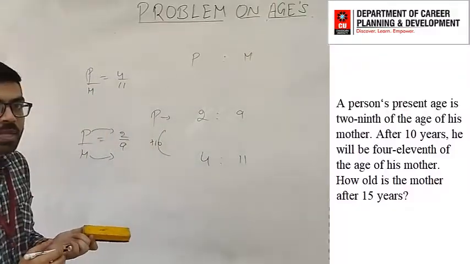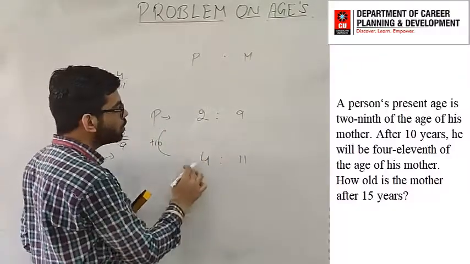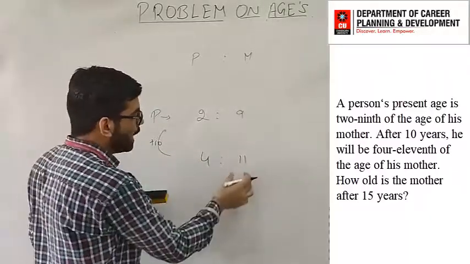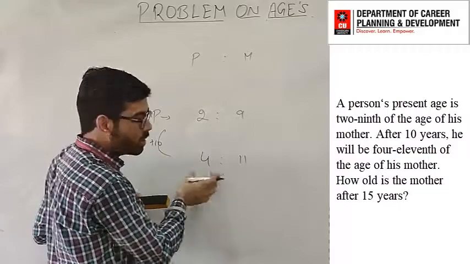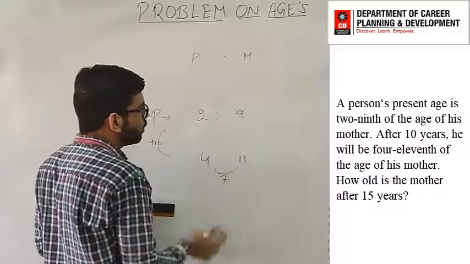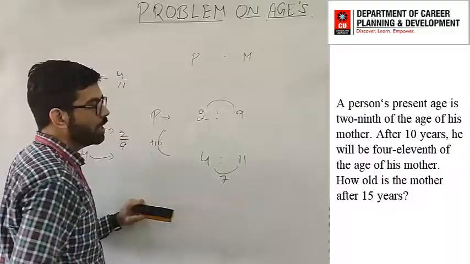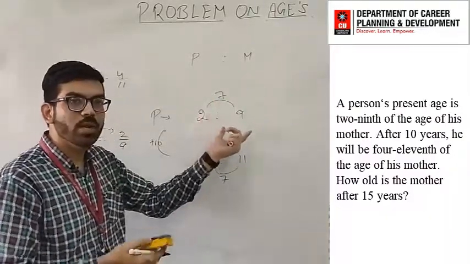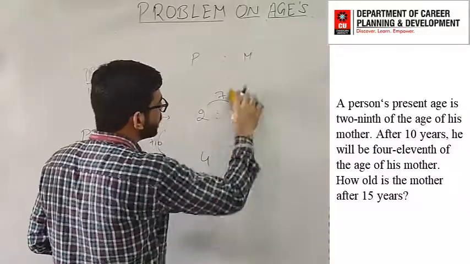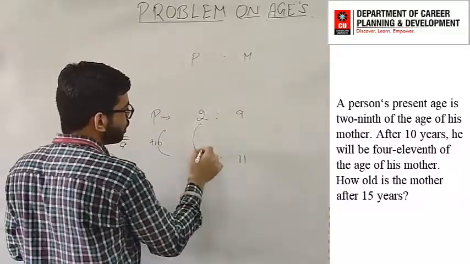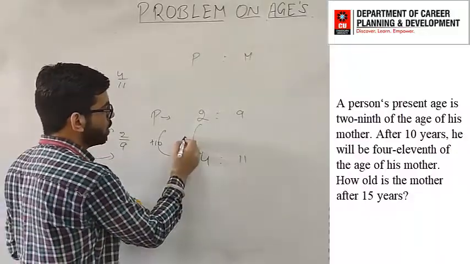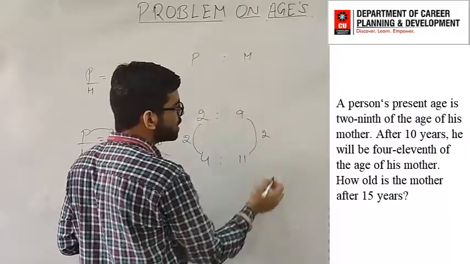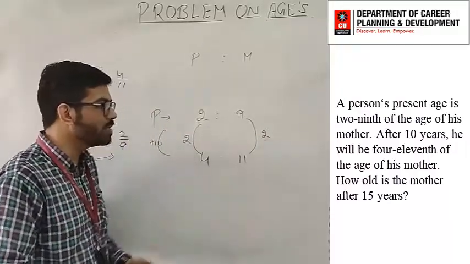Now the next part is the same, that the age difference should be the same. According to this term, the difference is from here 11 minus 4, which comes out to be 7. From here 9 minus 2, the difference is 7. So the difference between these two ages is 7. We don't need to equate them. Let's see the difference. From 2 to 4, there is an addition of 2. From 9 to 11, again there is an addition of 2. This difference is the same. That means we can equate them.